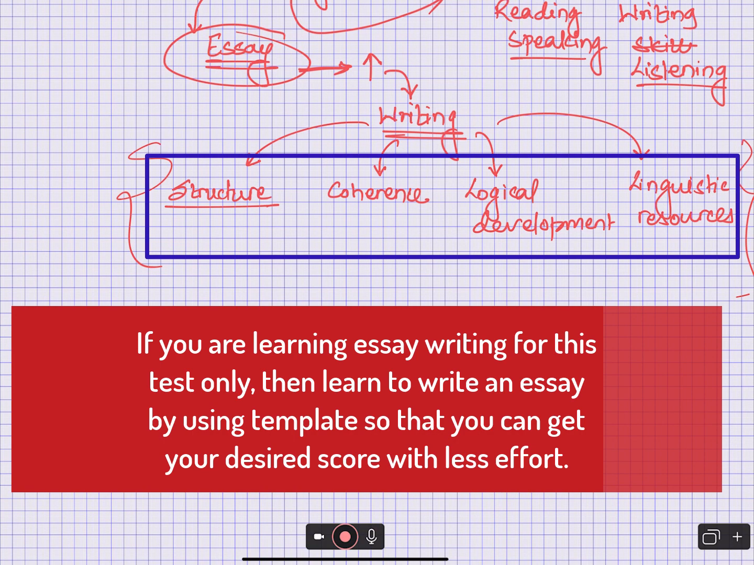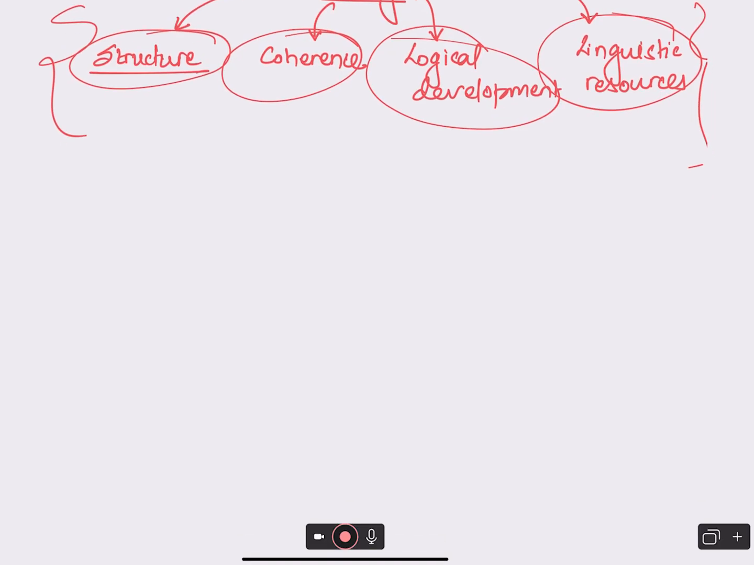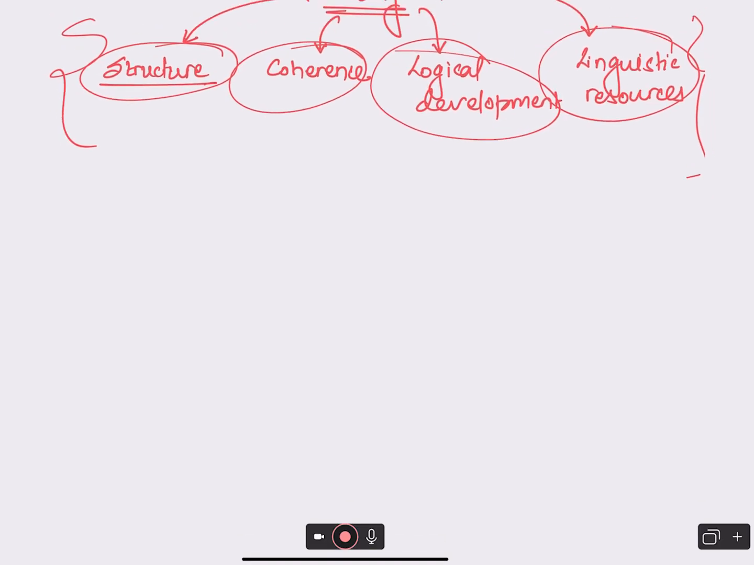But anyway, those of you who are interested in learning about written discourse, let me explain what these 4 elements mentioned here actually represent. So we are going to start with the structure. It's very simple. Your essay should have a structure that is consistent with traditional essay writing. Traditionally, essays have introduction, body, and conclusion.